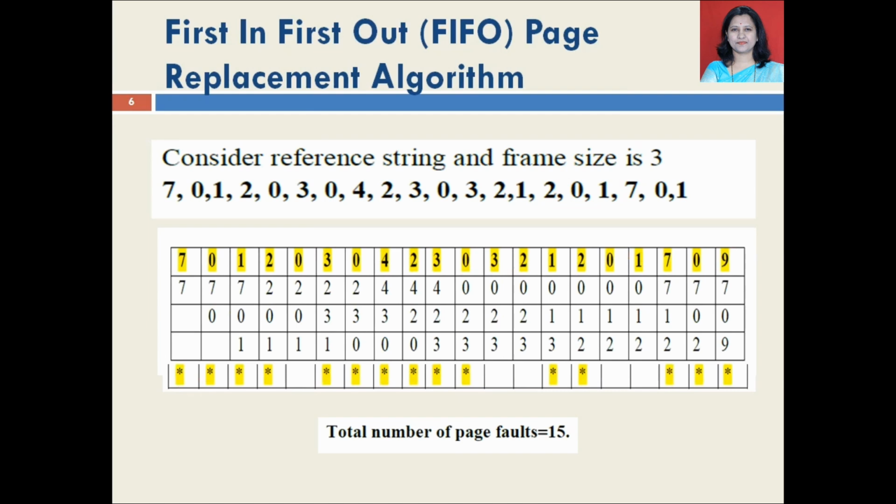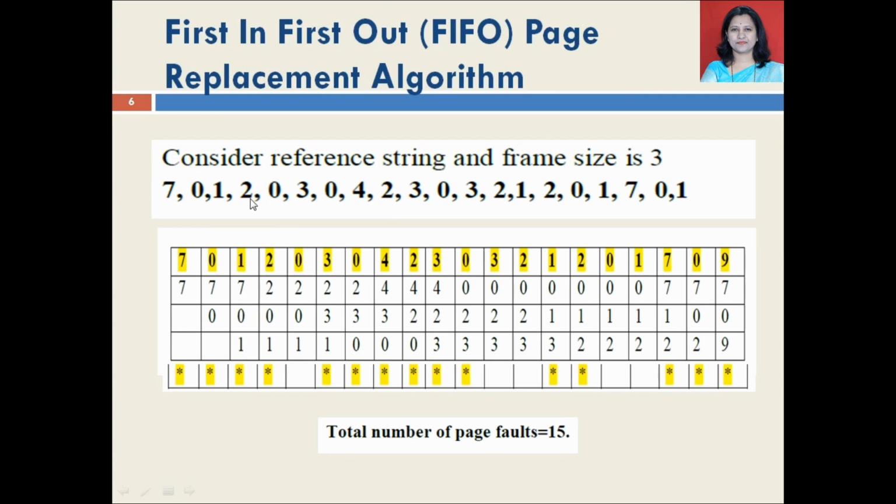Again we will consider the second example. In the second example, the reference string is given and the frame size is considered as 3. Here 7 is there. First we will insert the 7, then we will insert the 0. Page fault will occur. Here also page fault will occur. Next is 1. At the third position we will insert the 1, so it will become 7, 0 and 1.